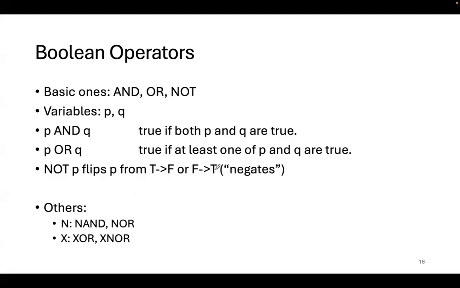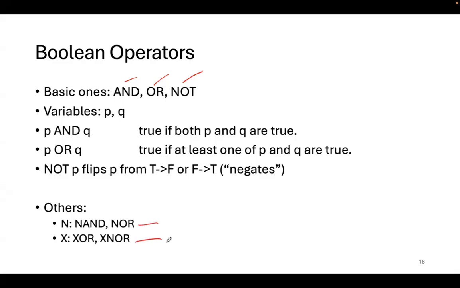We also need to know something about Boolean operators, things like and, or, and not. P and Q is true if both P and Q are true. P or Q is true if at least one of them is true. If both of them are true, great, but we only need one of them.